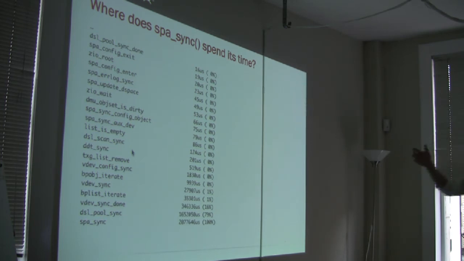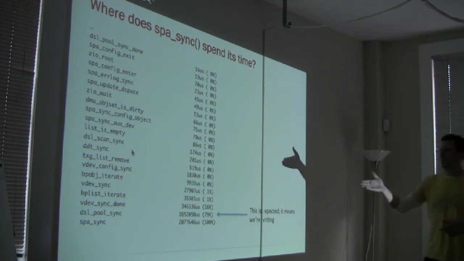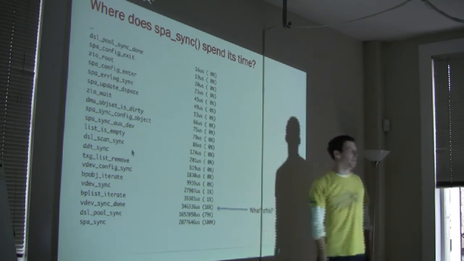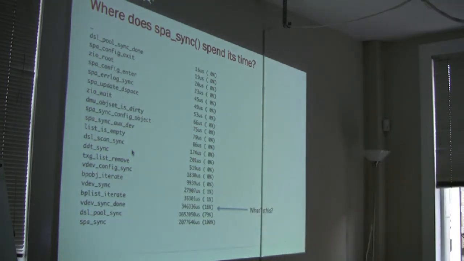And I hope you guys can see the bottom. DSL pool sync is where we expect to see most of our time being spent. It means we're actually writing data out to disk. But I was surprised to see VDEV sync done taking up as much time as it did. In this case, it was about 16%, but we saw it go up to about 20%. Ideally, we want to spend all of our time in DSL pool sync, because that's when we're actually doing the work of writing data out to disk.